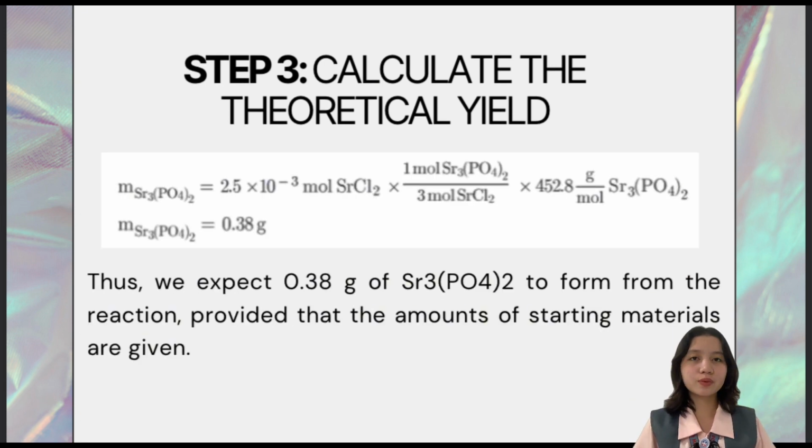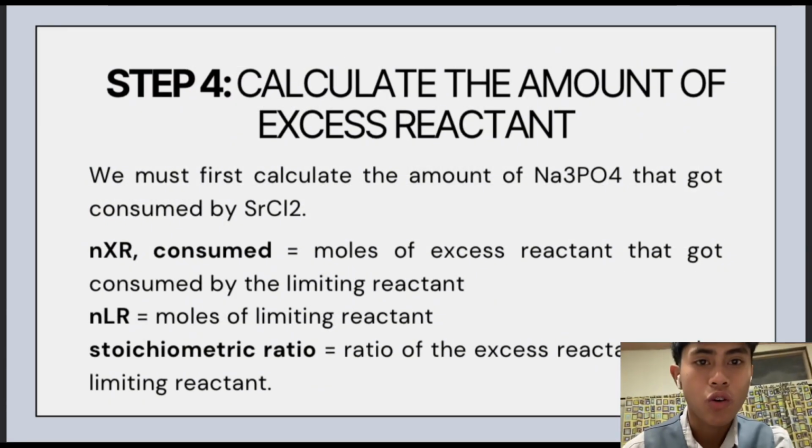In our example, we use the starting amount of SrCl2 since we have identified it to be the limiting reactant. Thus, we expect 0.38 grams of Sr3(PO4)2 to form from the reaction, provided the amounts of starting materials given. Step 4. Calculate the amount of excess reactant.